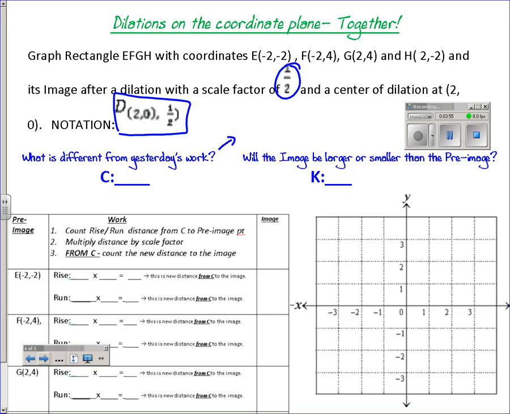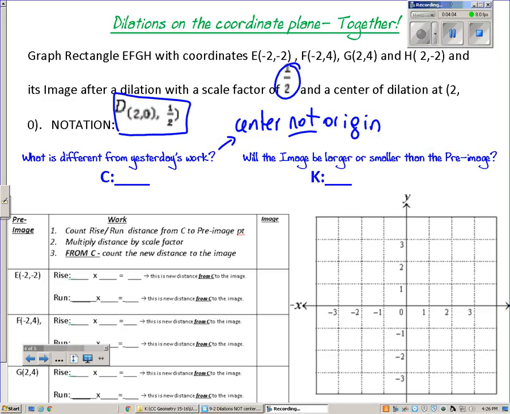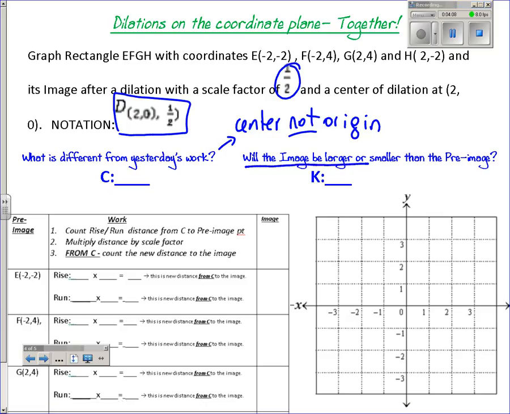This is different because now the center is not the origin. The center is not going to be the origin. Okay, so that is going to be different. Now let's think about the image. Is it going to be larger or smaller than the pre-image?